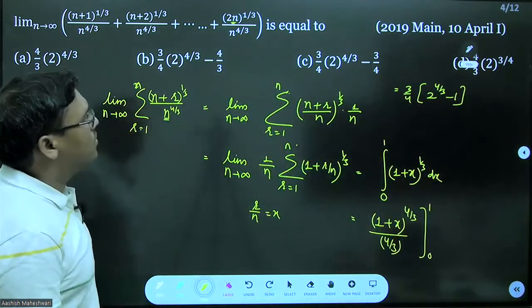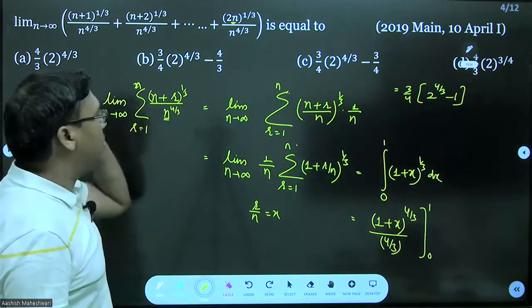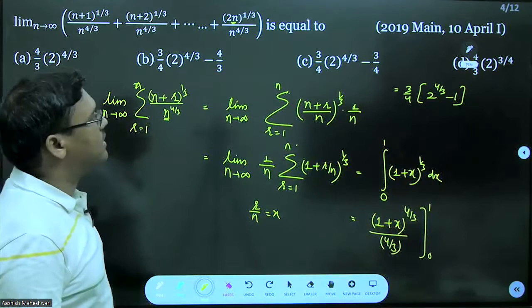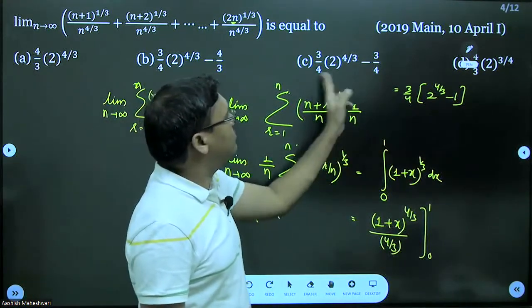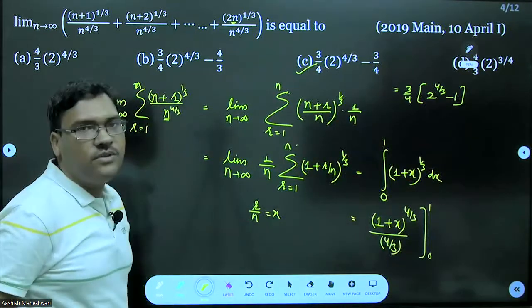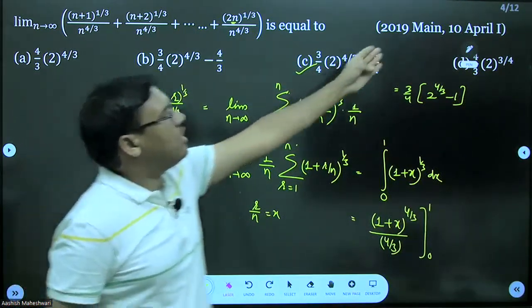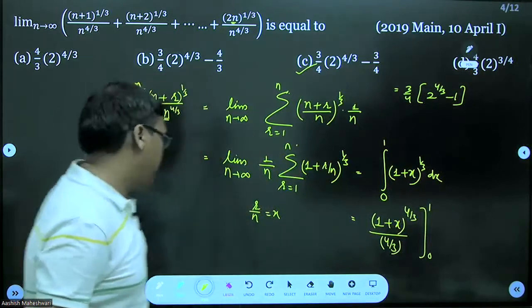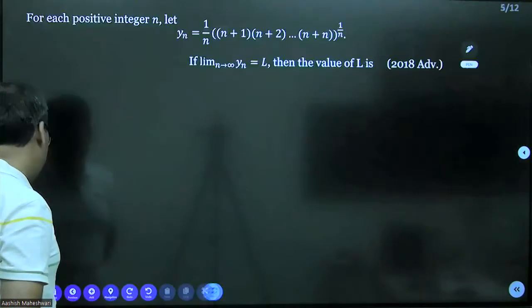Now check. What is the correct answer? 3 by 4 into 2 raised to 4 by 3 minus 3 by 4. That is option C is the answer for this question. Again, very easy. This was asked in 2019, right? Now let's take one more question here.